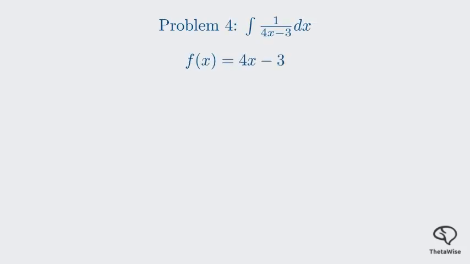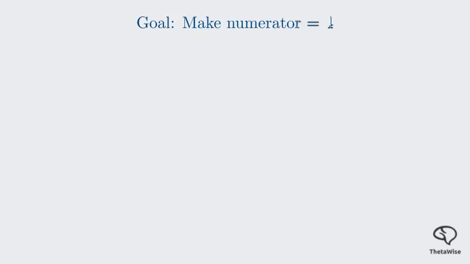Now let's tackle problem 4, which looks very similar to problem 3. We're integrating 1 over 4x minus 3. As we saw, our function is f of x equals 4x minus 3, and its derivative f prime of x is 4. Let's compare this to our formula. The numerator we need is 4, but our integral only has a 1. How do we make a 1 into a 4 without changing the value of the integral?